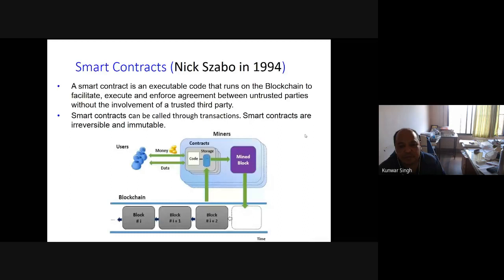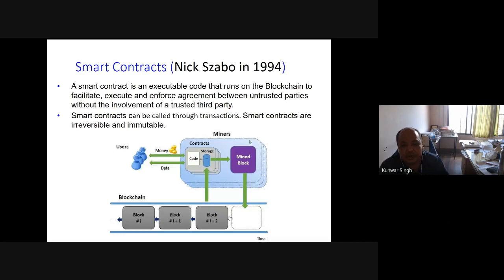The smart contract idea was given by Nick Szabo in 1994, but it was not realized because there was no safe place to store these digital contracts, smart contracts. Once blockchain came, they got the safe place, because in blockchain you can't change the code or the contract. The contract is in one of the transactions, and once it is there, nobody can change any letter, anything. Then smart contract was realized, because of blockchain only.